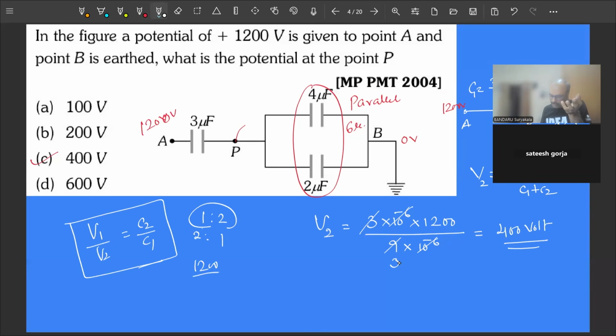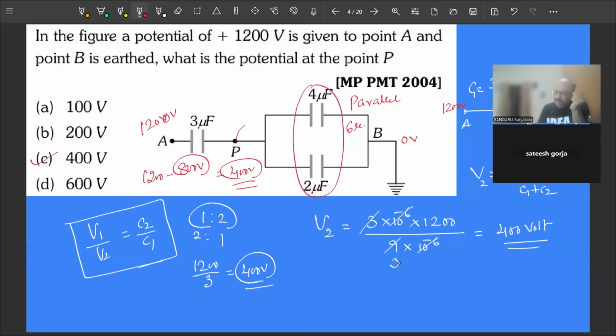So here 2 parts is there, here 1 part is there. 1200 by 3 means it will store 400 volt. Okay, 1 part is 400 volts. Here it will store 800 volts. Why? Because here capacitance is less. So here it is 800 volts it will take. So 1200 minus 800, it will use 400 volt.